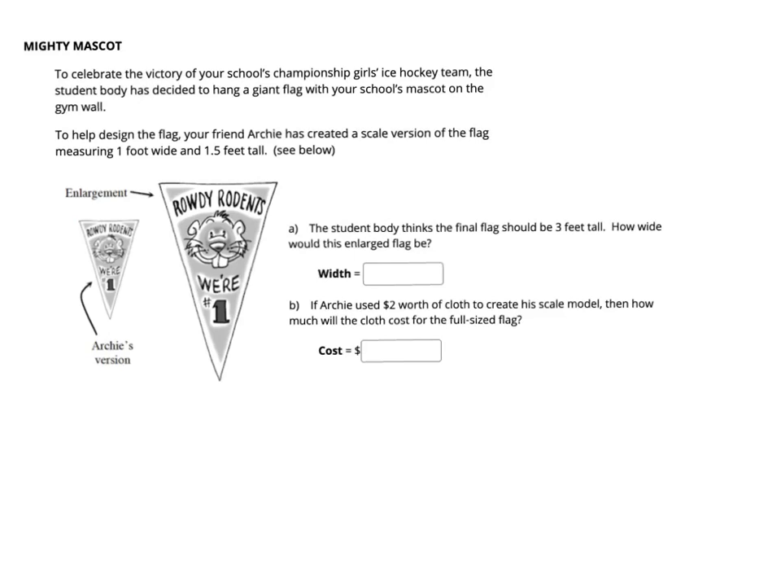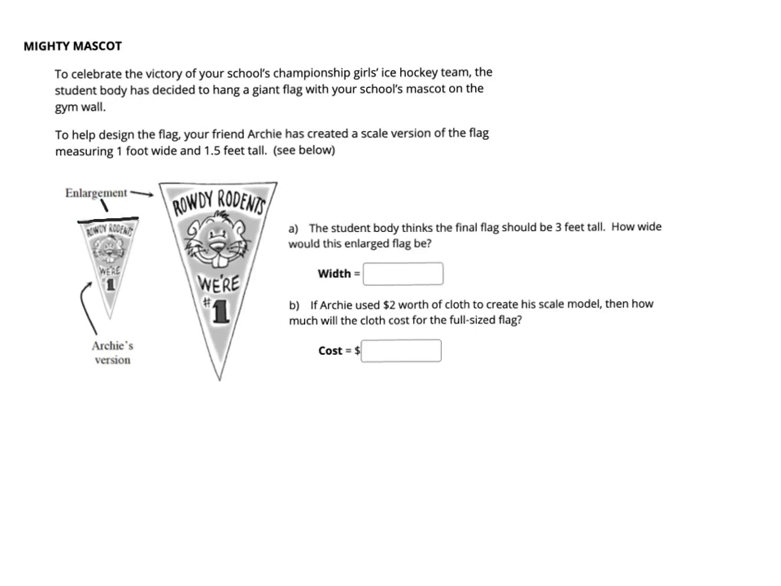So here we go with number 67, the Mighty Mascot. To celebrate the victory of your school's championship girls ice hockey team, the student body has decided to hang a giant flag with your school's mascot on the gym wall. To help design the flag, your friend Archie has created a scale version of the flag measuring 1 foot wide by 5 feet tall. So that's going to be the smaller one here.